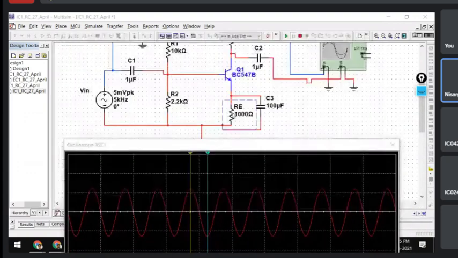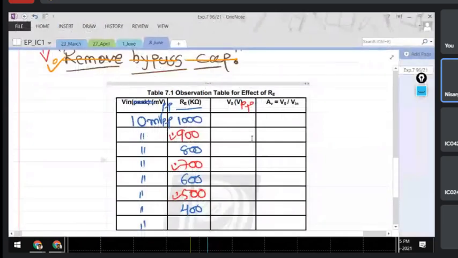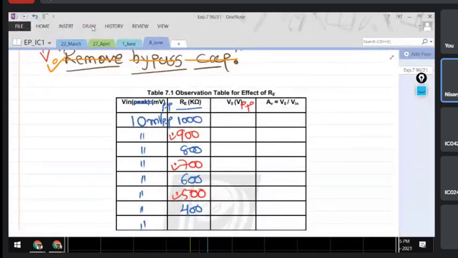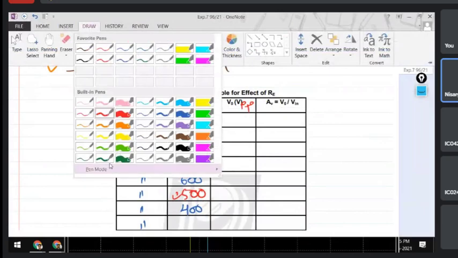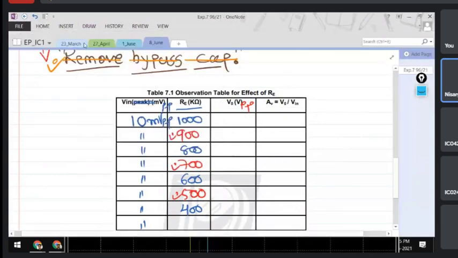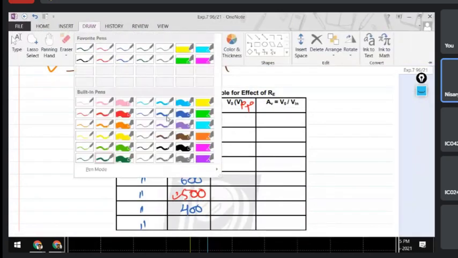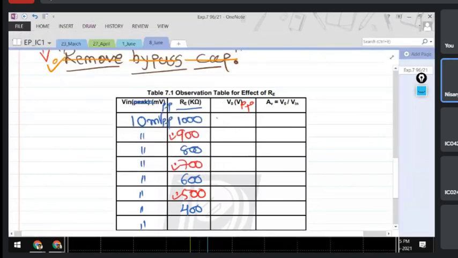So RE is 1000 ohm, and what is your answer? The answer is 1.225 volt. Fine. So what is the gain, student? Gain is output upon input. Output is 1.225 volt. Input is 10 millivolt peak to peak, which is nothing but 0.01 volt.